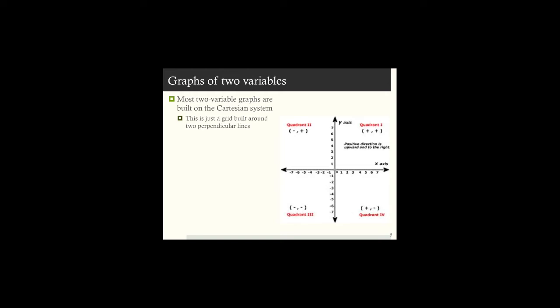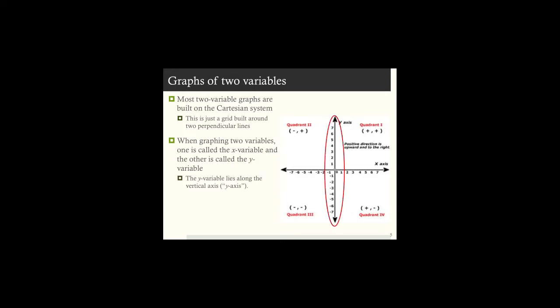Most two-variable graphs are built on the Cartesian system, which is shown to the right. And this is simply a grid built around two perpendicular lines that intersect each other. When graphing two variables, one is called the x variable and the other is called the y variable. The y variable lies along the vertical axis, also known as the y-axis. The x variable lies along the horizontal axis, known as the x-axis. And the point where the y and x-axis cross is called the origin. At this point, both x and y are equal to 0.